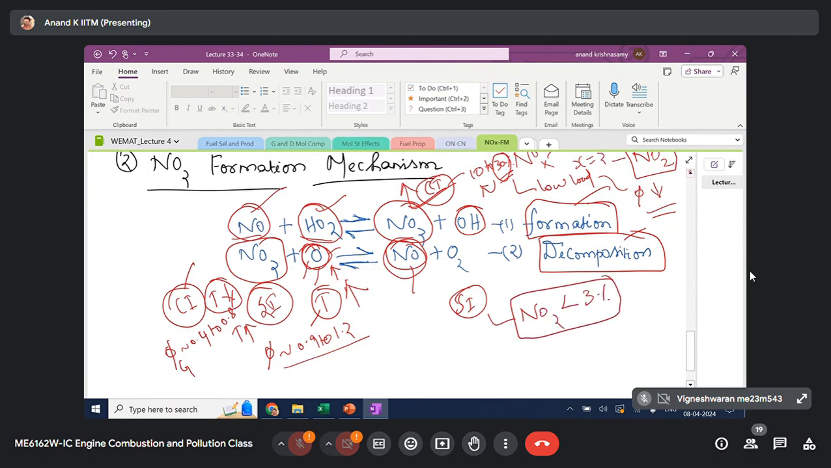Irrespective of load, you are running the SI engine at almost a constant Phi at all loads. This is another difference in SI engine operation compared to CI engine operation. In a CI engine, Phi increases from low load to high load, whereas in an SI engine, Phi is almost maintained constant at all loads. Then how do we control load in an SI engine?